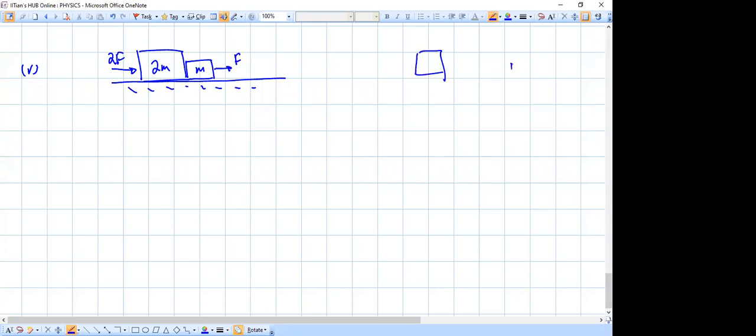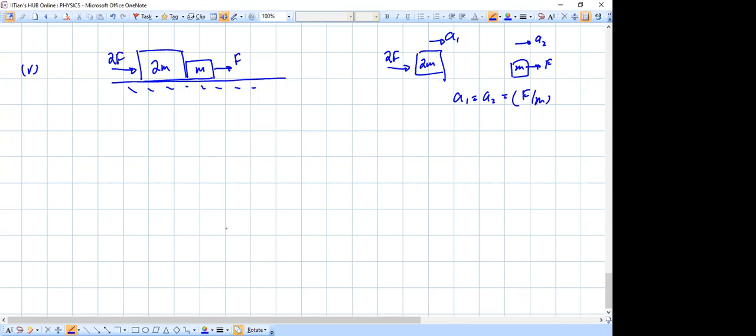So in the fifth part, this block is of mass 2m and this block is of mass m, and you are applying a force 2F on this and you are applying a force F on this. So if you assume that they are not in contact and you want to separately see what their accelerations are, A1 is equal to A2, which is equal to F by m.